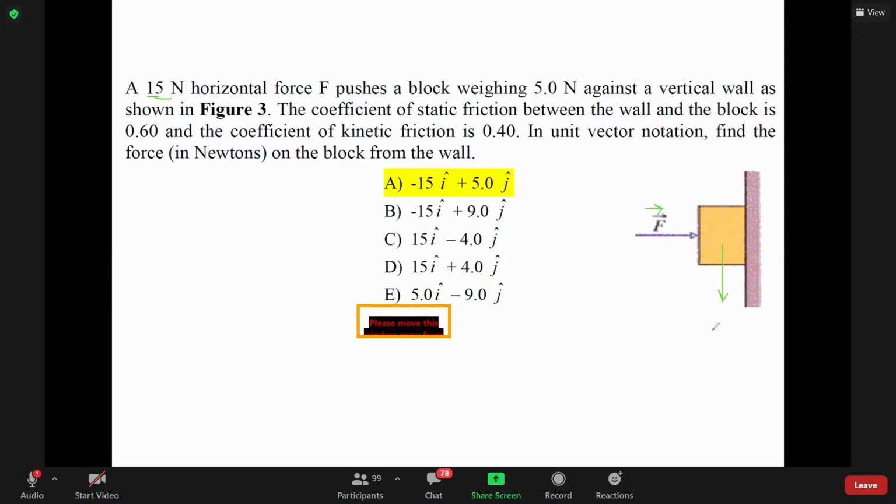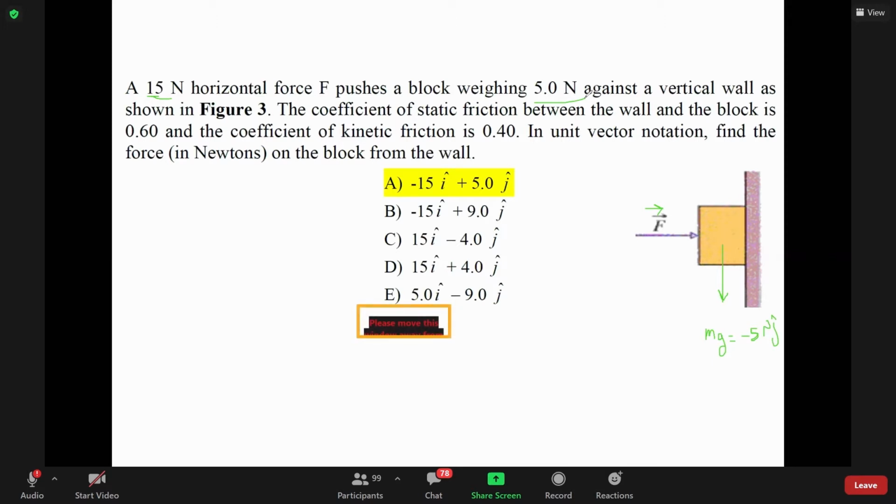The box weighs 5, which means mg is equal to 5 Newton, of course J hat. If I write this one as 15 I hat, then this is 5 Newton J hat, because he said it's 5 Newton and the weight is a force.